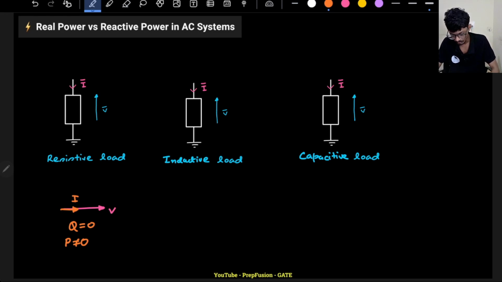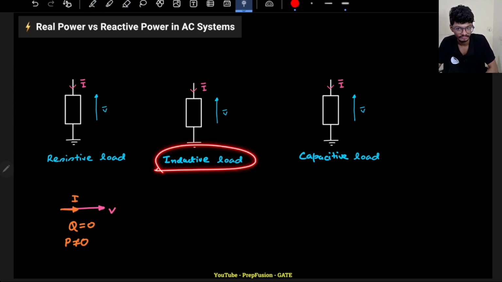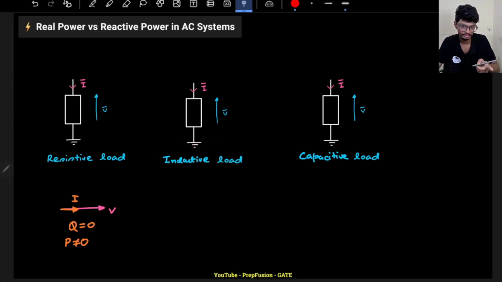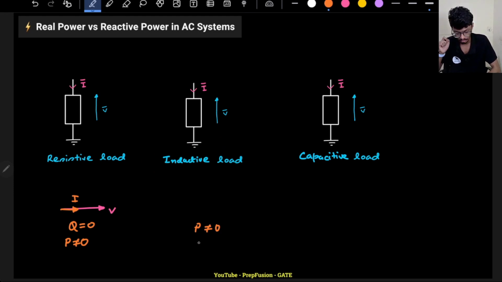Now remember, for an inductive load, if it is purely inductive, then the power will be zero. But if it is not purely inductive, then the active power will obviously not be zero, because there will be some resistive component and there will be some reactive power. Of course it will consume some reactive power.